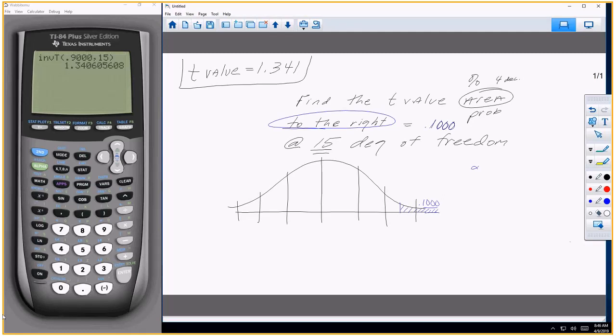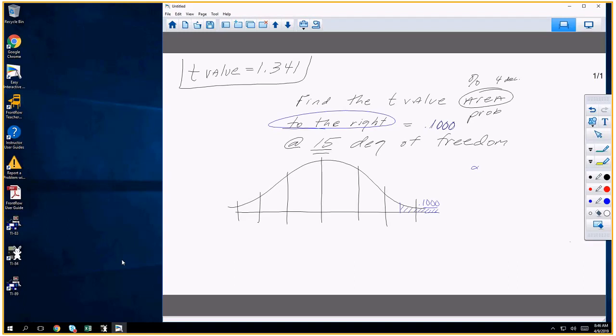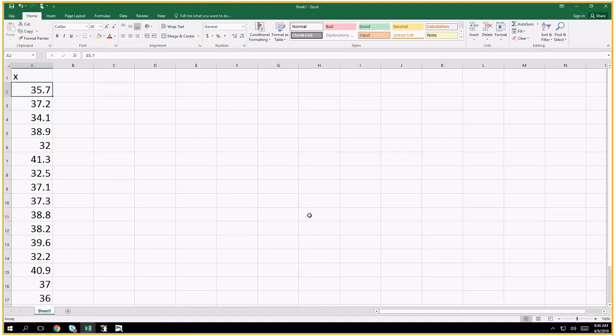Now, let's go back to the handy-dandy Excel spreadsheet. Construct a 95% confidence interval.